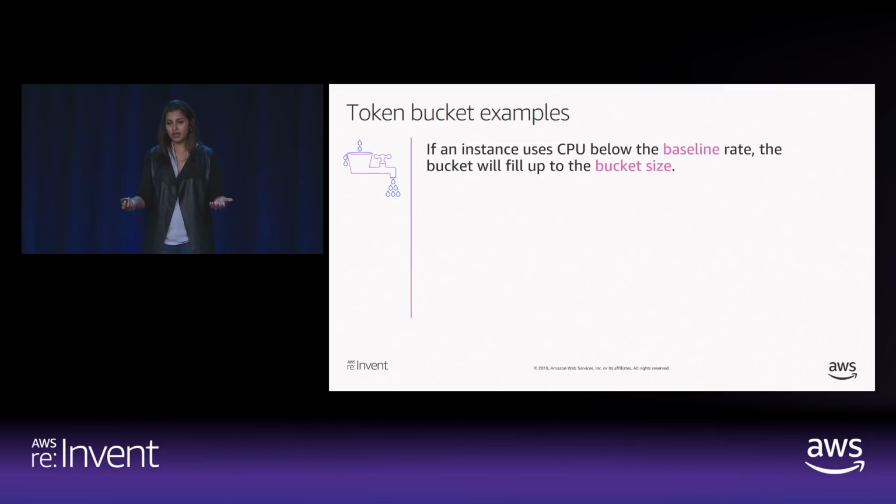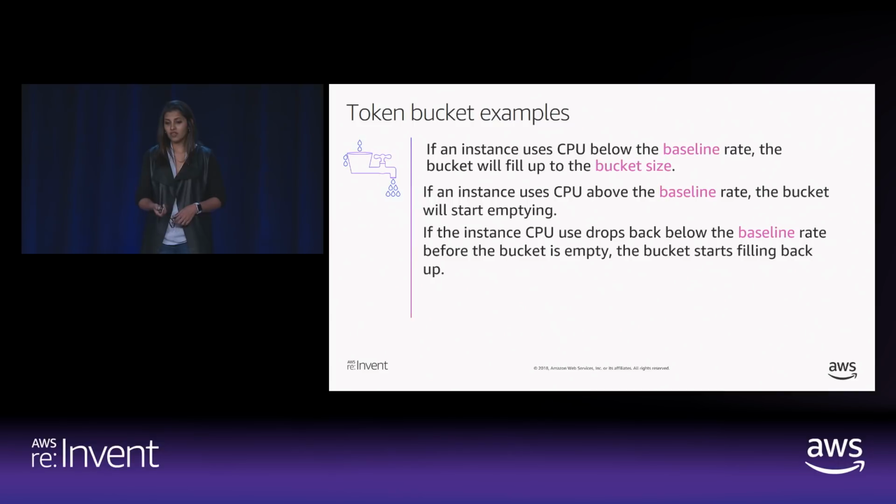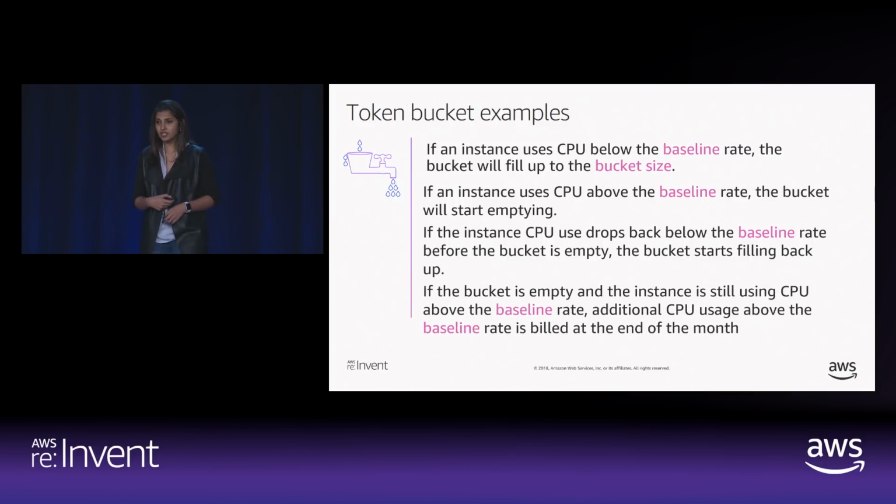How this token bucket works is very simple. If an instance uses CPU below the baseline, then the bucket will fill up faster. If your outflow rate is slower than the inflow rate, your bucket starts filling up. The opposite is true as well: if your outflow rate is higher than your inflow rate, then you start depleting credits from your bucket. If the outflow rate starts to reduce, then you'll see your bucket filling up again and accruing CPU credits.